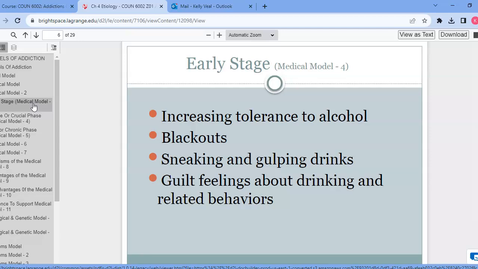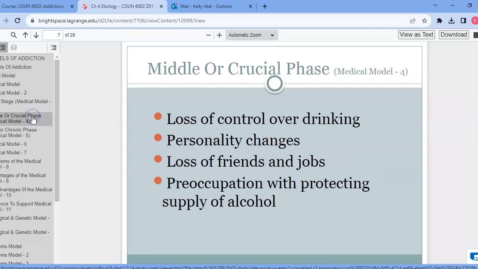Okay. Then we move over to the middle phase. This is where clients, or people we know, begin to lose control of their drinking. This is where they think, okay, I'm only going to have a couple of drinks at the party, and then they black out. Or everybody goes to bed and that person stays up and drinks until they have a hangover.